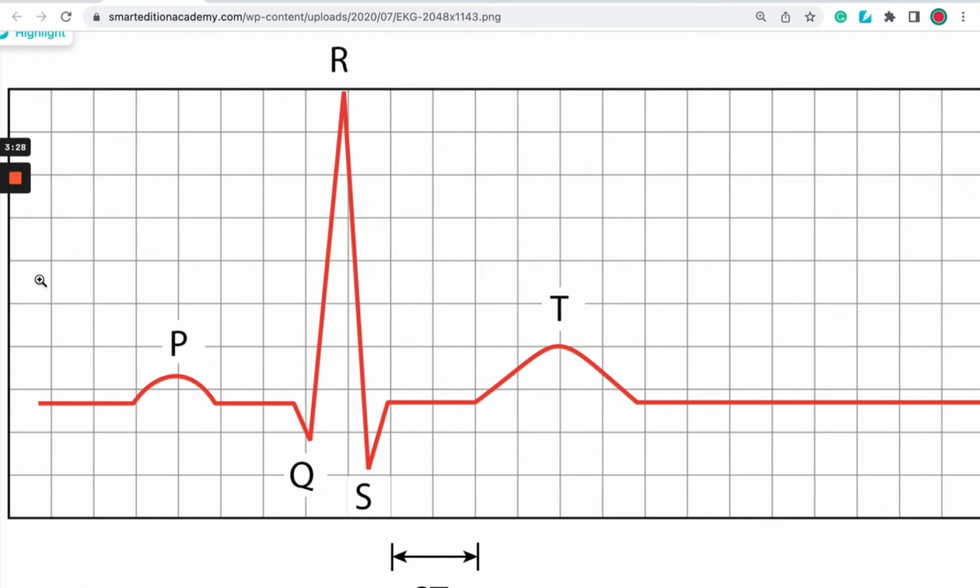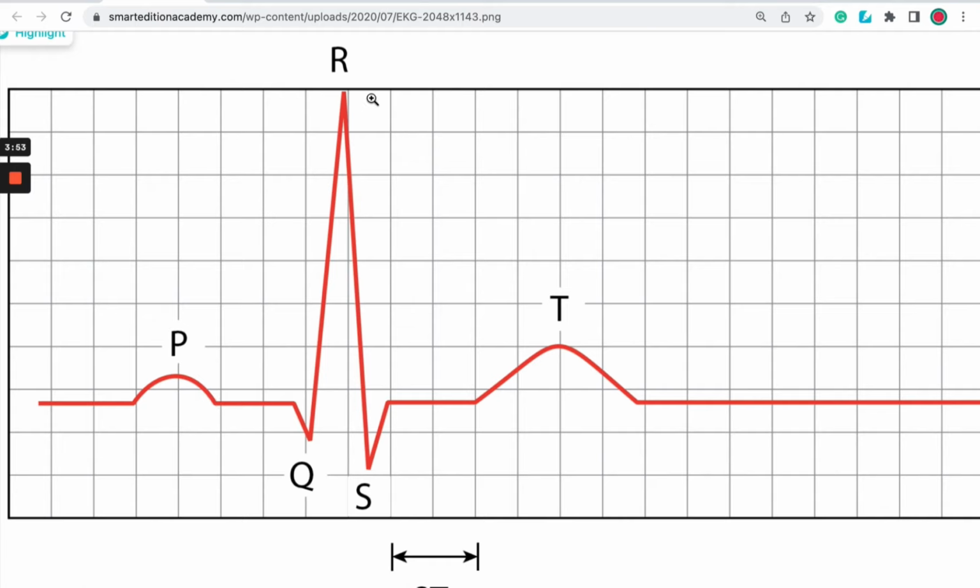When the heart contracts and pumps blood into systemic circulation, this is called systole. Diastole refers to the period of relaxation when the heart chambers fill with blood. This cycle can be seen on an EKG, which is what you're seeing here. The first wave on the EKG is the P wave. The P wave indicates atrial contraction or systole.